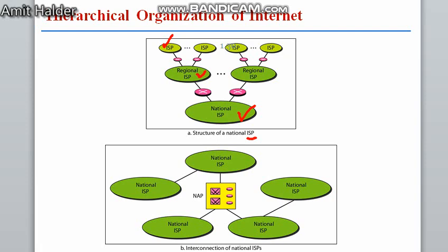As you can see in the interconnection of national ISPs, the total national ISP network will be controlled by the NAP, the host or central point of the ISP. That is part of the IGW, the internet gateway. Each and every IGW will be connected to the ISPs, the regional ISPs, and then the ISP of your locality, which serves you now.